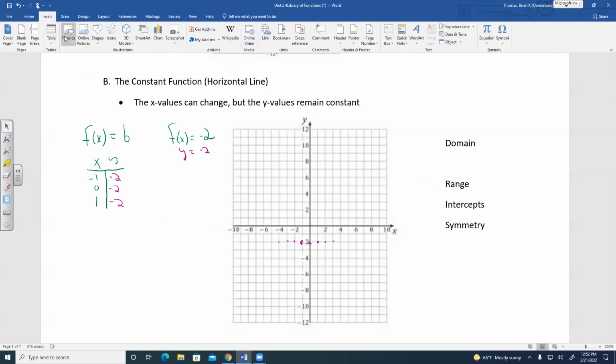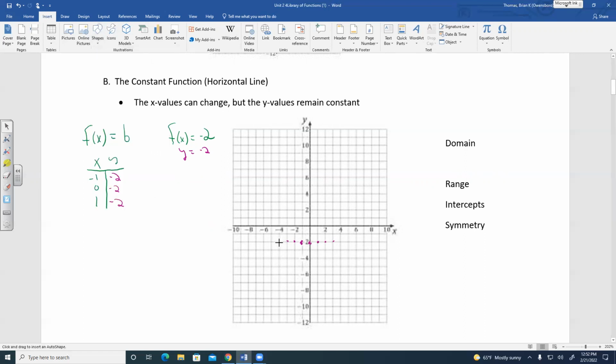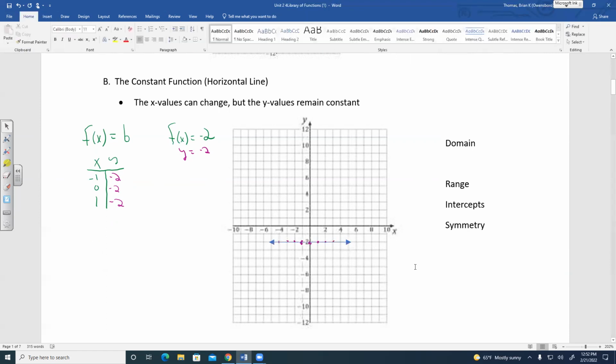So from a graphing perspective, what we have is this horizontal line that goes from here over to here. Just keeps going that direction. So that's what we mean by a constant function. It's going to be a horizontal line passing through that y value. So really all we need is that one ordered pair to graph it. So really all we need is that y-intercept, if you will.